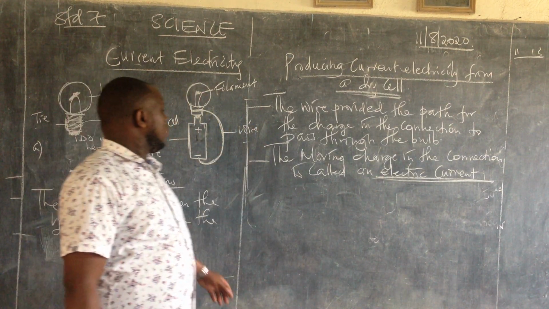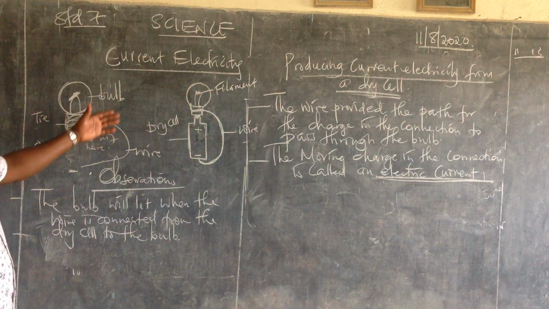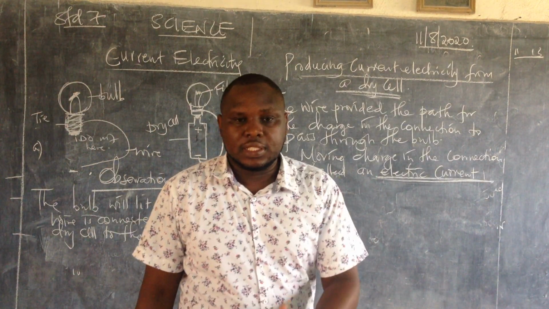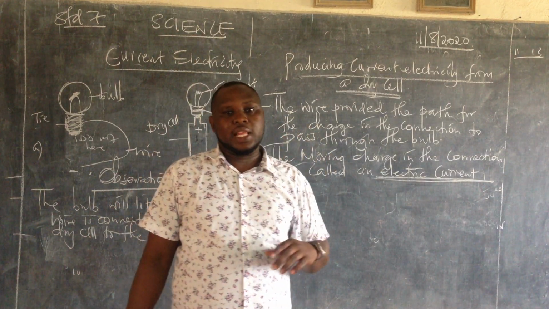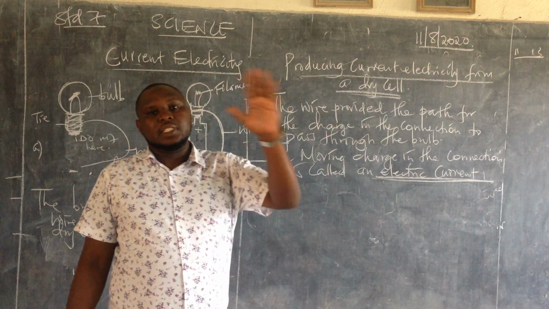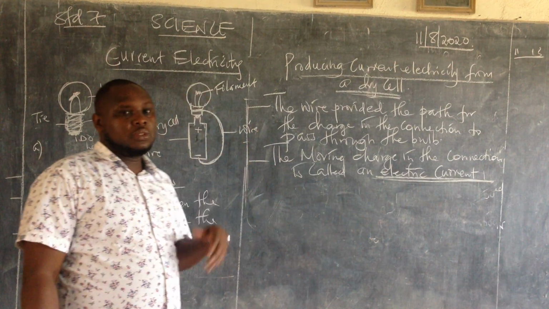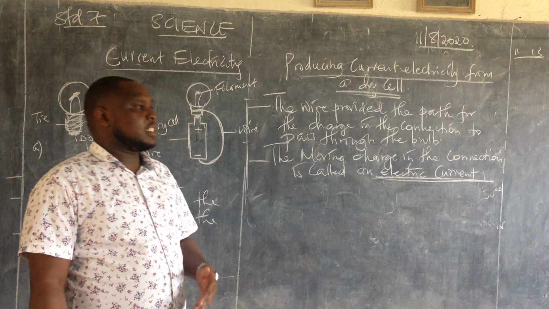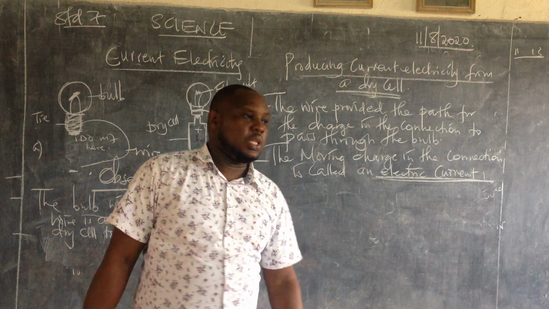So that is exactly what I wanted to say in this chapter. Remember, we started by defining what current electricity is, and we said this is a type of electricity in motion, moving from one point to another, and we call it electric current. Then we also saw sources of electric current: big dams, electric generators, wind-driven generators, etc. Then we came to how to produce current electricity using dry cells.